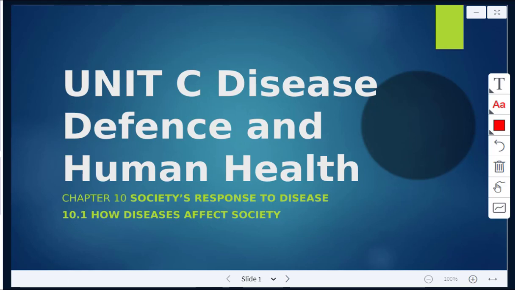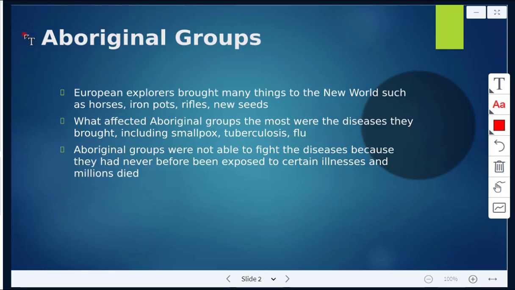All right, so Chapter 10 gets into society's response to disease, and 10.1 is how diseases affect society. So we're going to talk about Aboriginal groups. European explorers brought many things to the New World, such as horses, iron pots, rifles, and even new seeds. But what affected Aboriginal groups the most were the diseases they brought, including smallpox, tuberculosis, and flu. Aboriginal groups were not able to fight the diseases because they had never been exposed to certain illnesses, and therefore millions of them died.